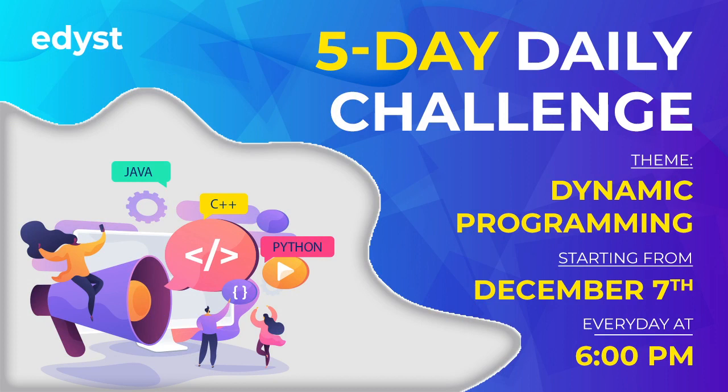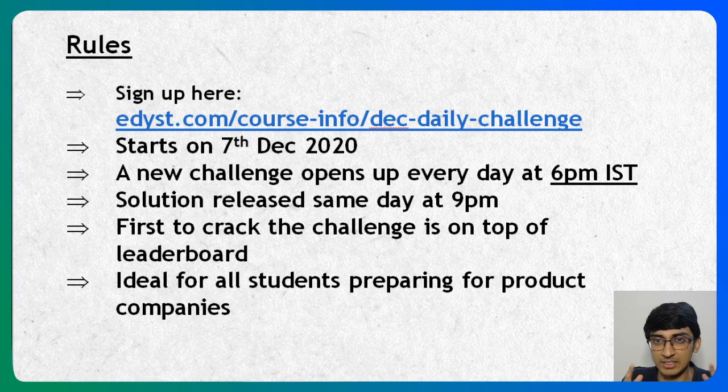So this is how the rules go. You can sign up here. That's the link that's given, and the link is also mentioned in the description below. It starts from 7th December 2020, and every day at 6 p.m. we will launch a new challenge. Sharp at 6 p.m. a challenge will launch, and the solution will be released on the same day at 9 o'clock. So you don't have to wait too long.